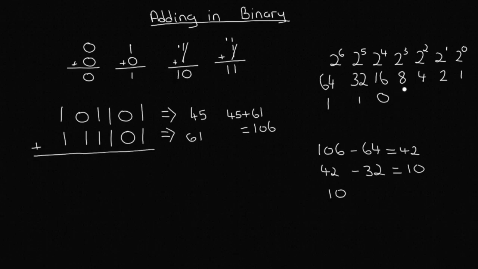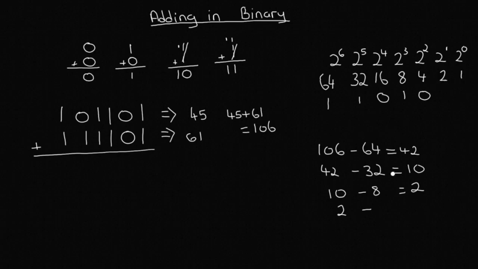Now we look at our next biggest number, which is 8. So we can take 8 away from 10, which will leave us with 2. So we can put a 1 in this 8's column. So we're left with 2. So can we take 4 away from 2? We can't, because it would leave us with a negative number. So we're going to put a 0 in there.